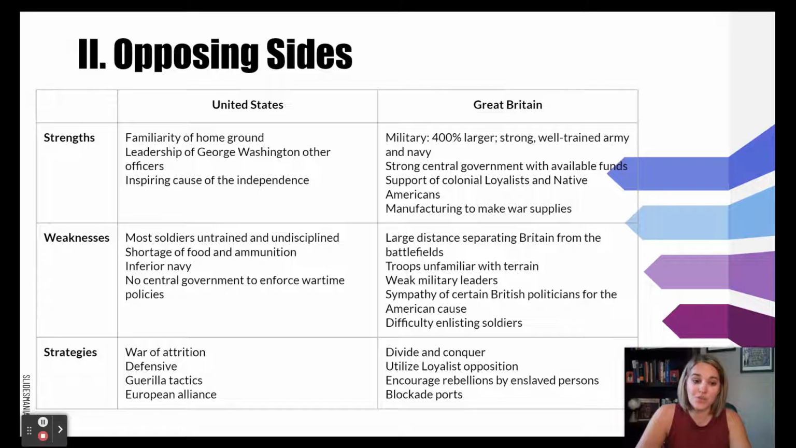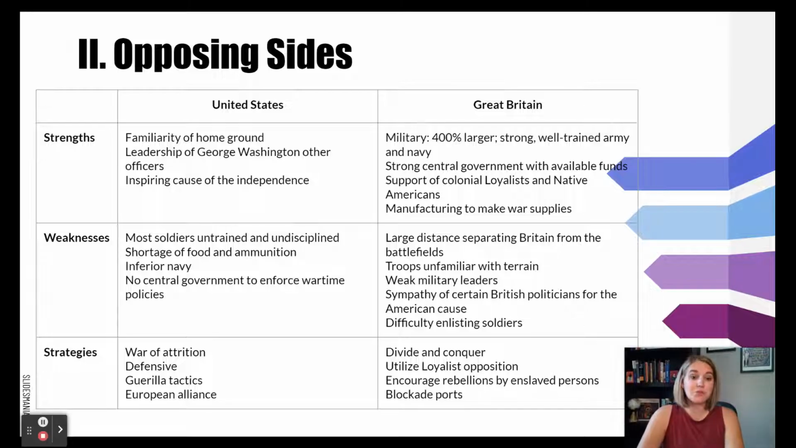Okay, let's shift gears to Great Britain here. Now, we have a little more measurable information here. Their military was 400% larger. They were stronger and more well-trained. They had a very successful navy, a stronger government, significantly more available funds. They will have the support of Loyalists and Native Americans and the manufacturing to be able to make the war supplies.